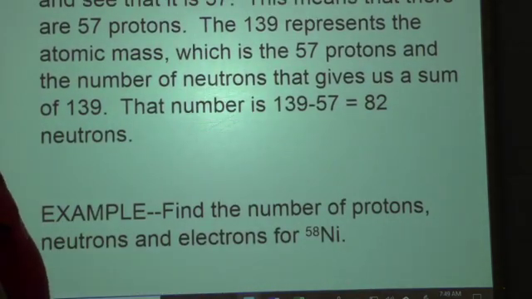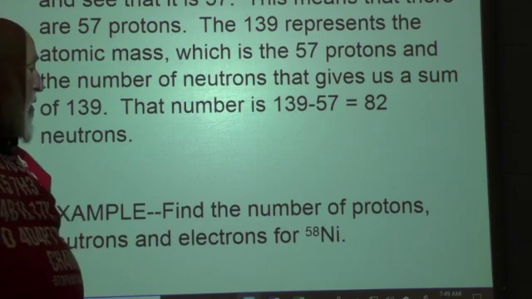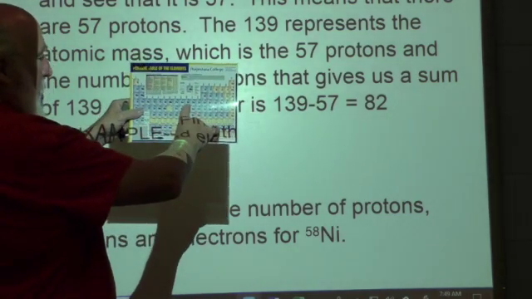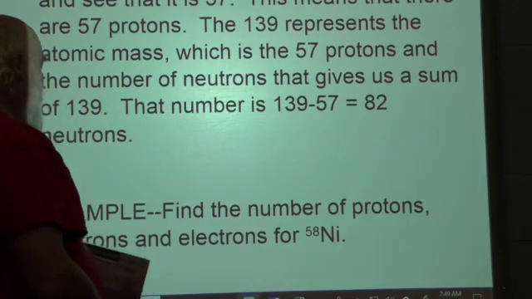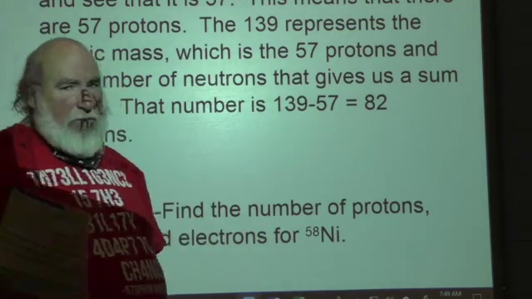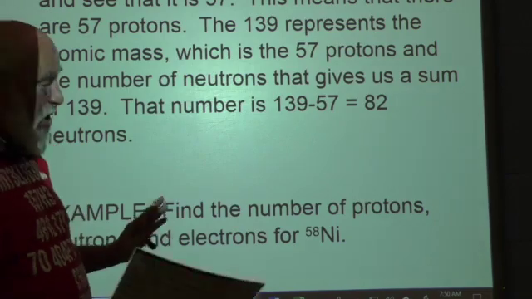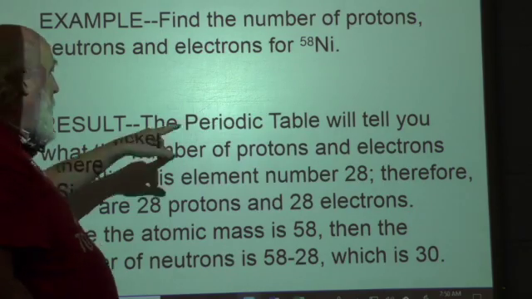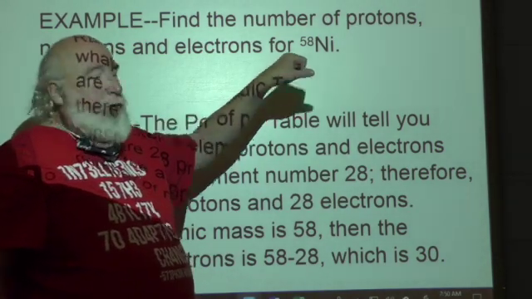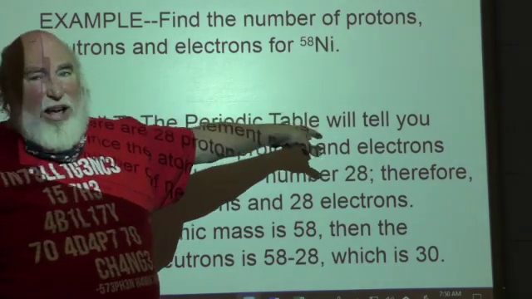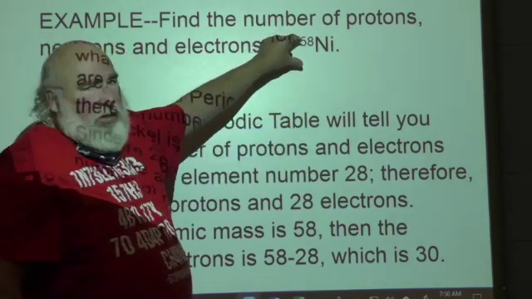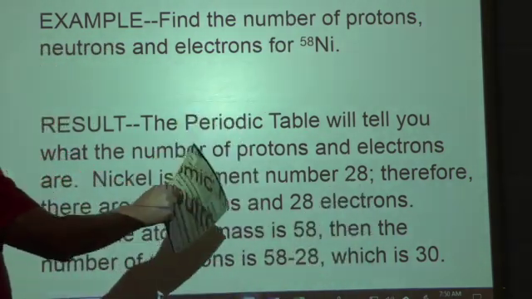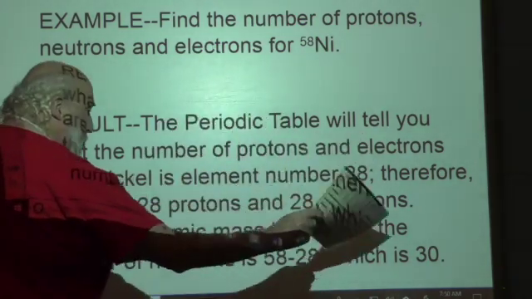Example. Find the number of protons, neutrons, and electrons for nickel-58. So we find nickel on the periodic chart. Nickel is element number 28, right there in the middle of the chart. So you could put a 28 down there to help emphasize that. If you want to do that, that's not a bad idea. There's nothing wrong with it. So, if that's 28, then you know that there are 28 protons, and there are 28 electrons, and then we subtract 58 minus 28 to get the number of neutrons. That'll be 30. So we have 28 protons, 28 electrons, 30 neutrons.